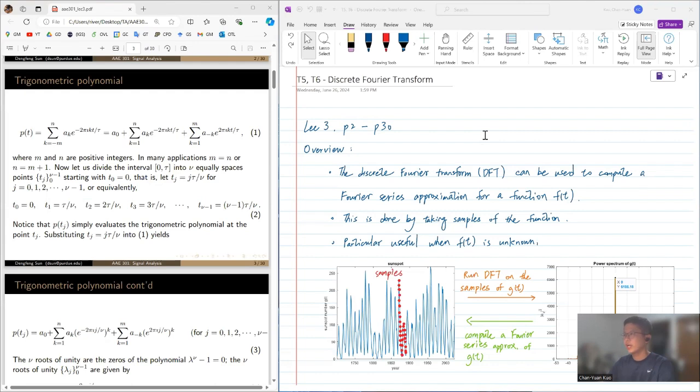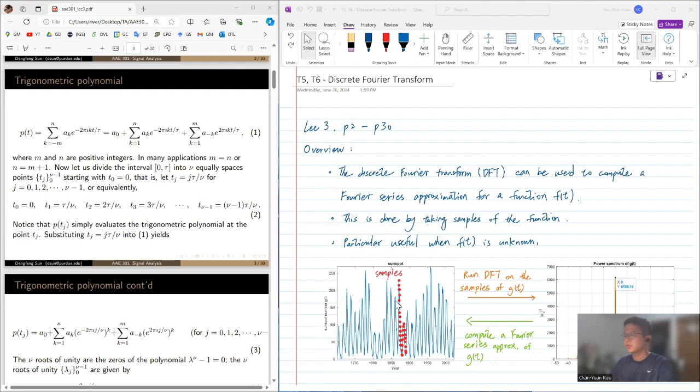So the discrete Fourier transform, or DFT, is a method that can be used to compute a Fourier series approximation for a function f of t in the Lebesgue space by taking samples of the function. And this method is particularly useful when the function f of t is unknown.